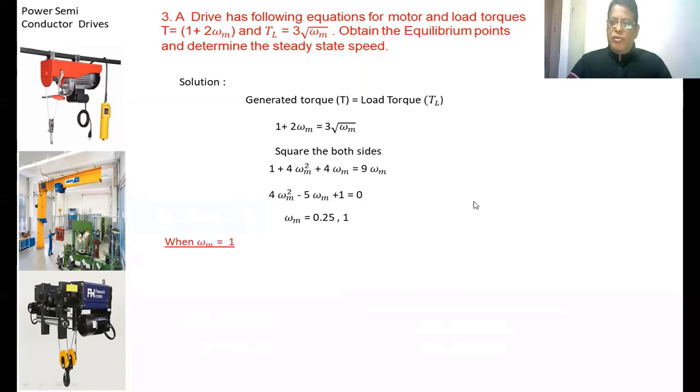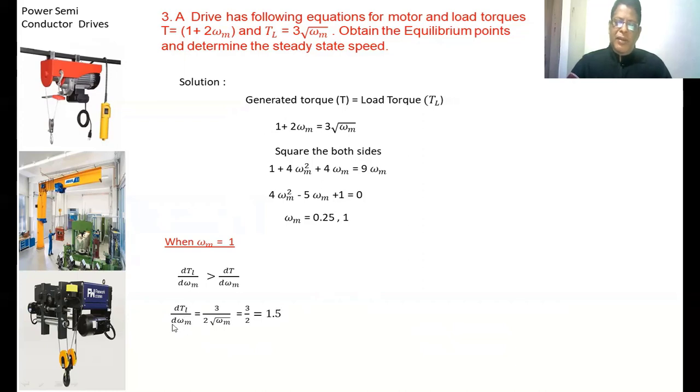Already we have discussed the steady state stability of a drive. The system is steady state stable only when the rate of change of load torque is greater than the rate of change of motor torque. Now we are using that condition. This is the condition: the rate of change of load torque is greater than the rate of change of motor torque. We know the expression for the load torque, so we differentiate this expression with respect to omega m. Then you substitute omega m equal to 1 in that expression.